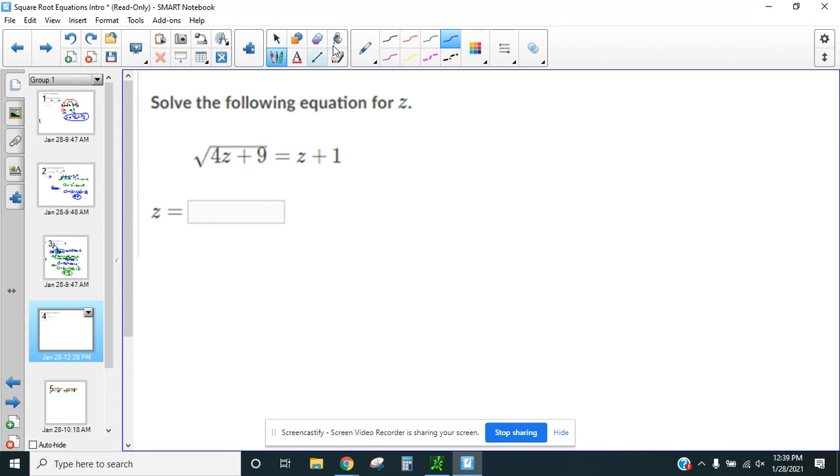All right, so we're going to start off by squaring both sides. I square this side and I square that side. Oh, thanks. Sorry, people. On the left, the square root goes away. On the right, we have something much more complicated.